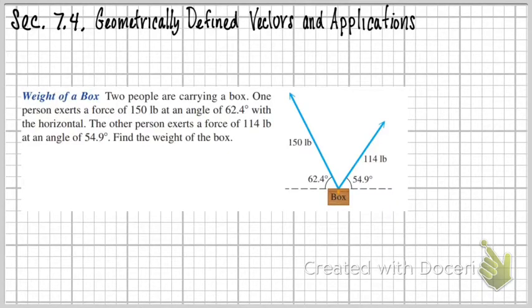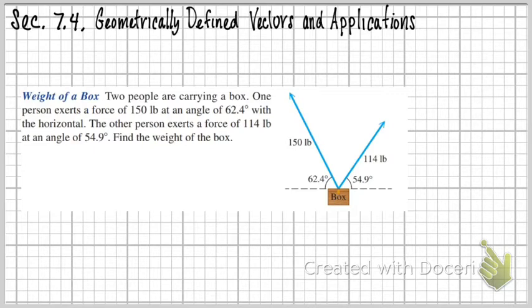So now let's take a look at this problem here. It says weight of a box. Two people are carrying a box. One person exerts a force of 150 pounds at an angle of 62.4 degrees with the horizontal. And the other person exerts a force of 114 pounds at an angle of 54.9 degrees. Find the weight of the box.